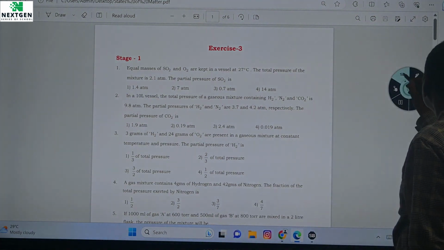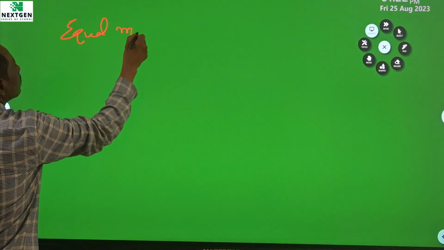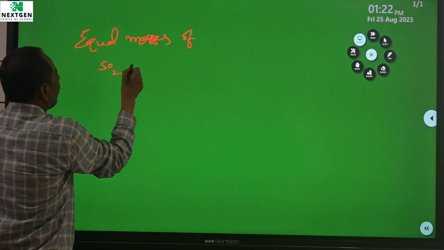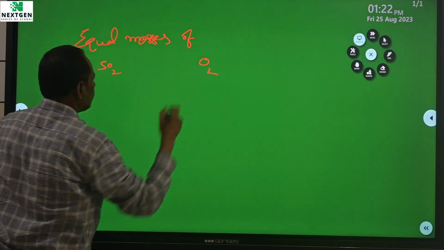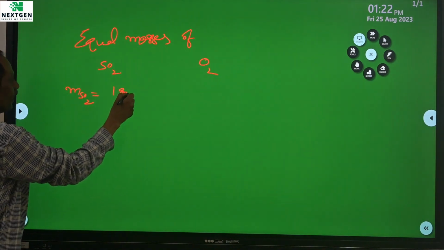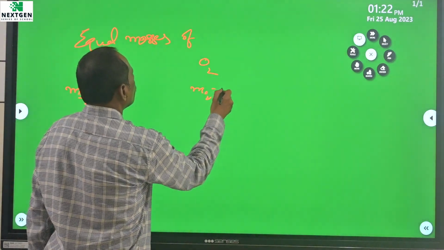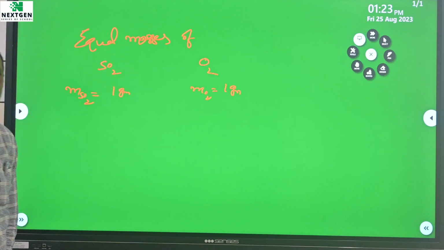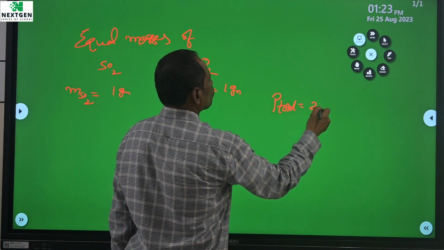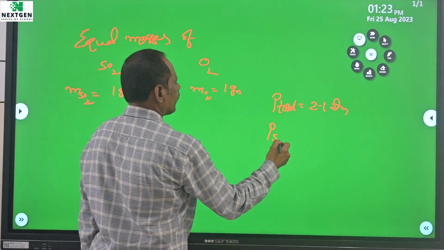Now, equal masses of sulfur dioxide and oxygen. Equal masses means, let us take the mass of sulfur dioxide as 1 gram, because equal masses. So the mass of oxygen is also 1 gram, because equal masses are taken. And the total pressure is given. The total pressure of the gas mixture is 2.1 atmospheres. Calculate the partial pressure of sulfur dioxide.